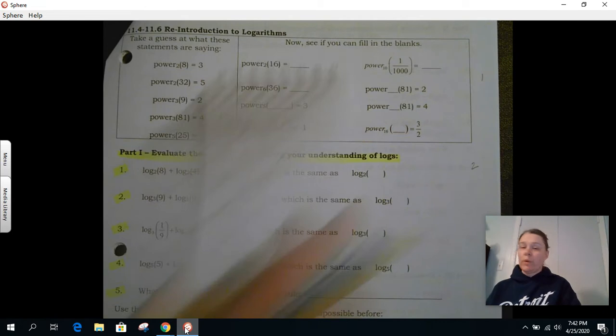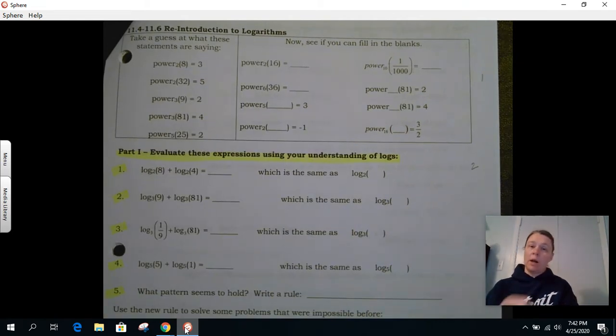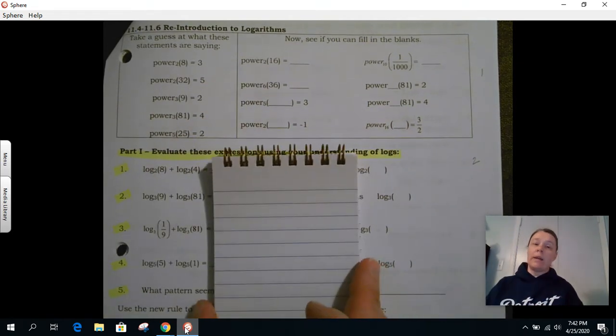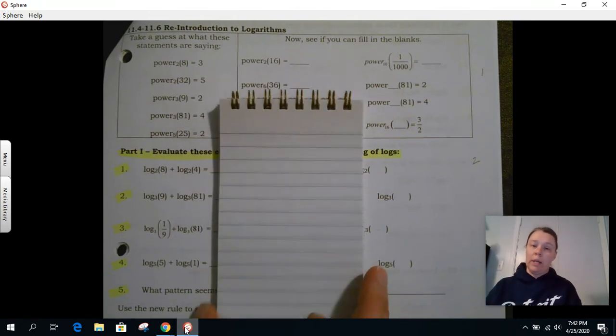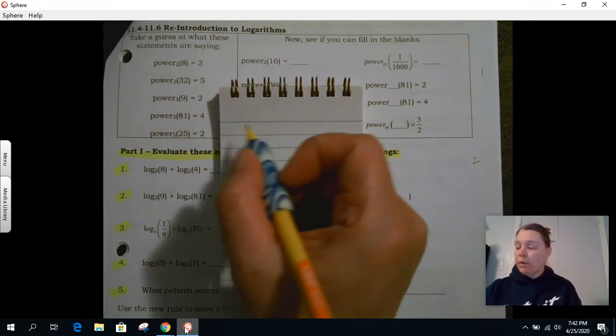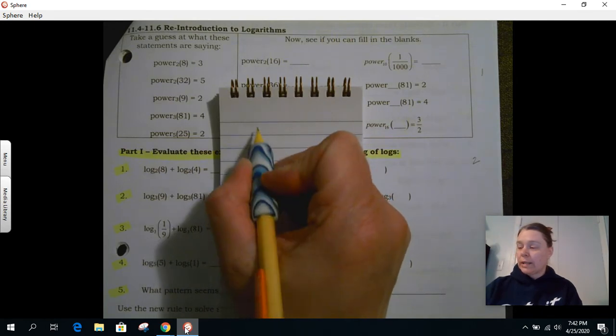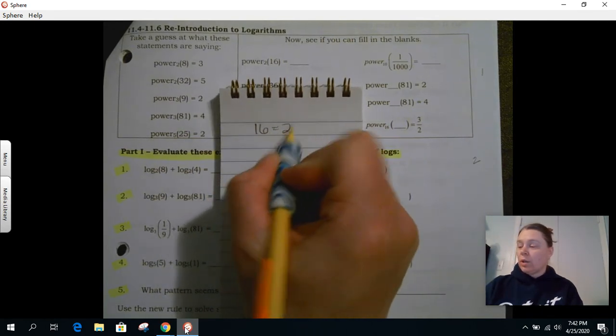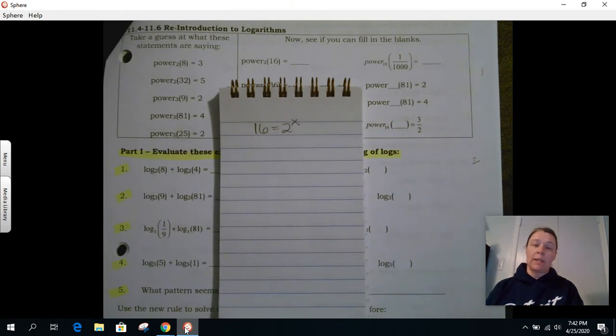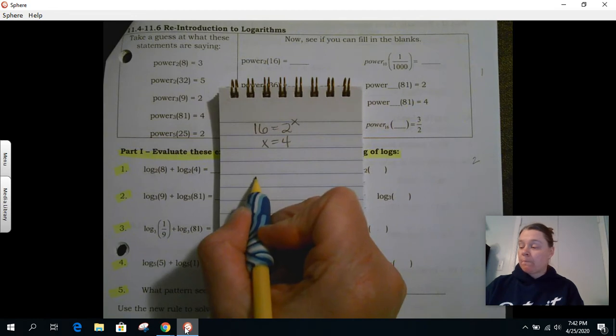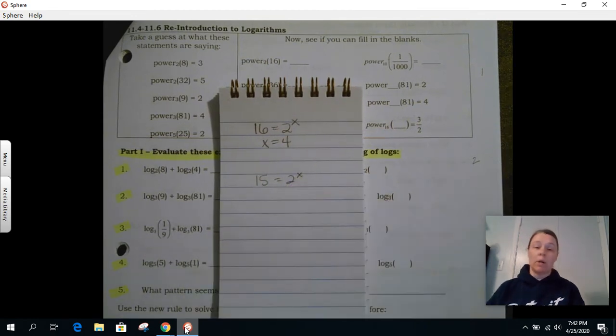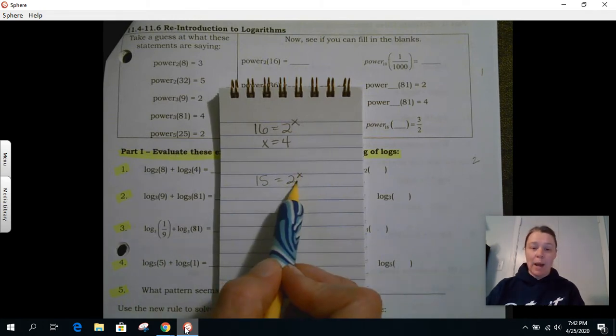All right. So before we get into this, the whole idea behind logs, you're probably thinking, what is the point even? The point of logs comes up when we have things like, let's say, 16 equals 2 to the x power, and we wanted to figure out what x is. That one you can look at and say, oh, 2 to the fourth is 16, so x is 4. Okay, but what if I had 15 equals 2 to the x power? And we want a way to undo that x power.